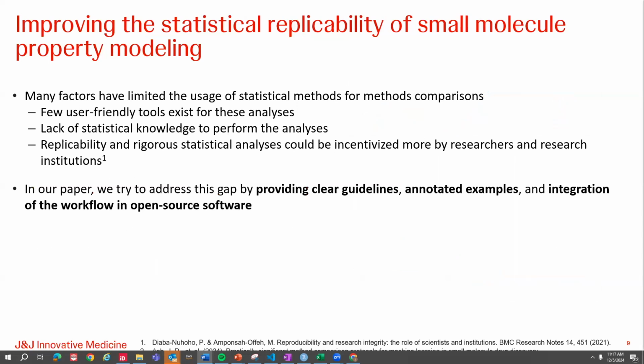For drug discovery, it's important to perform statistical testing, but it's currently not common practice. There are many factors that we see limiting the usage of statistical tests. First, there are few user-friendly tools for this type of analysis. Next, machine learning researchers often lack the statistical knowledge to perform this analysis. There are some pitfalls when doing statistical testing that we'll point out, which can make this challenging. And then, replicability could be incentivized more by researchers and institutions.